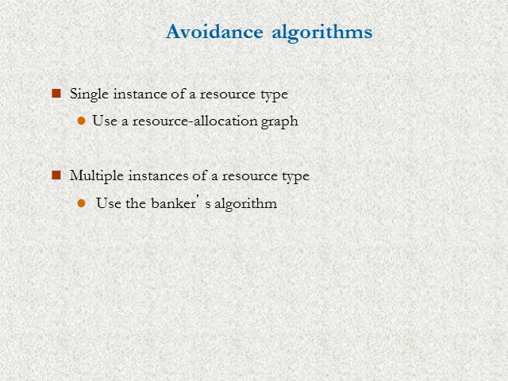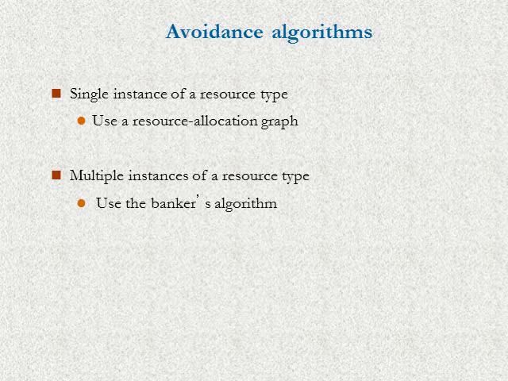Various methods that are used to compute the safe state of a system also require an introduction to instances of a resource type. Instances means how many copies of a particular resource are present in a system. For instance, if you have two printers, it means that there are two instances of the printer resource present in a system. So if we have a single instance of each resource type, then we can use a resource allocation graph for ensuring the avoidance in a system.